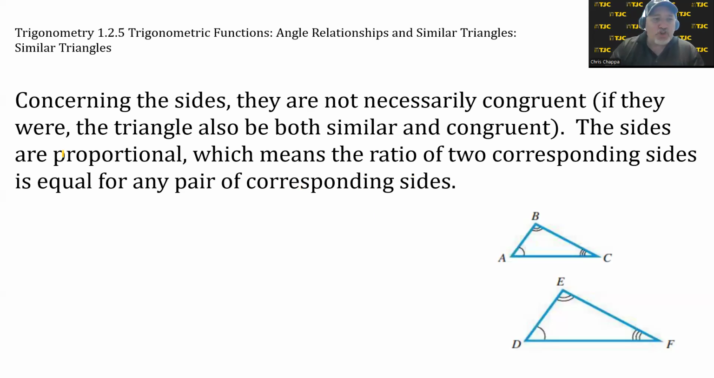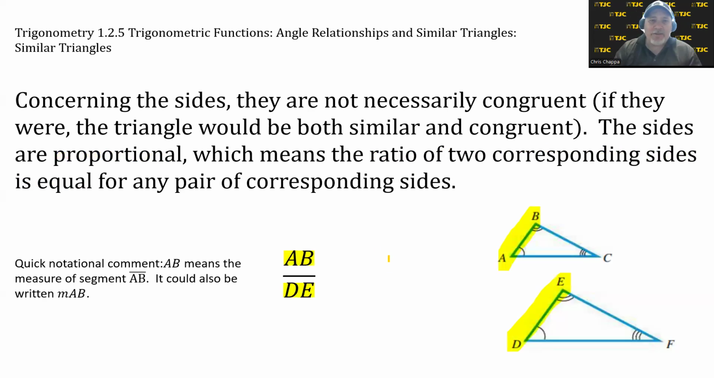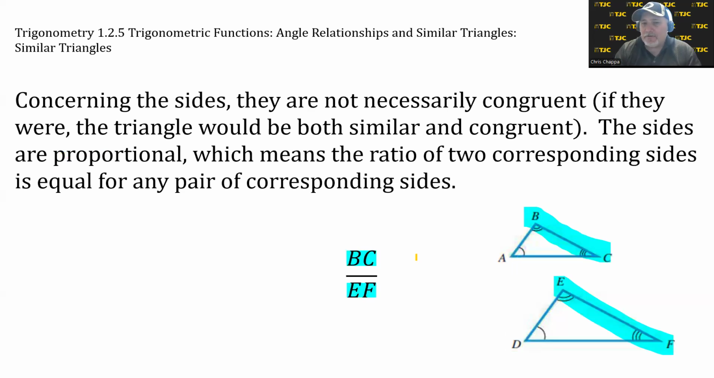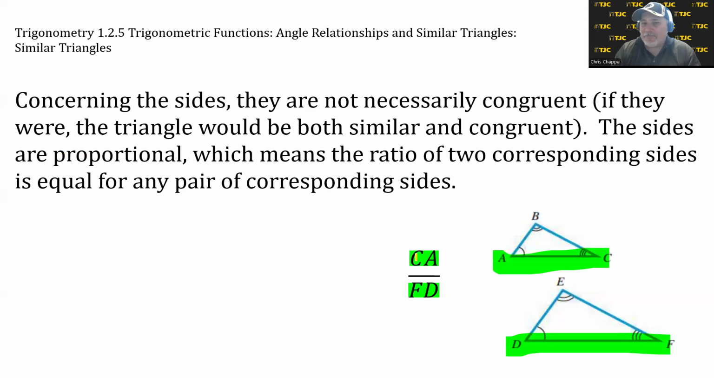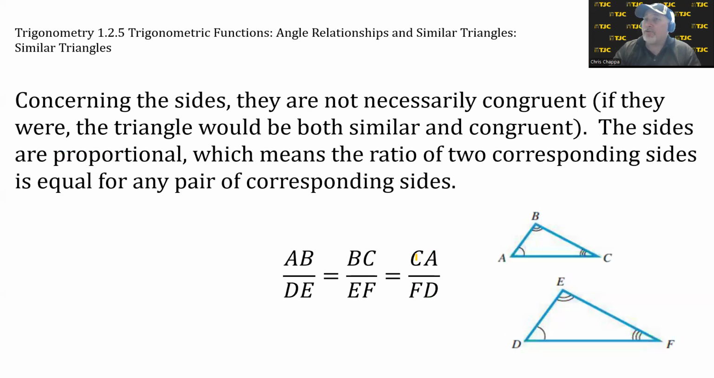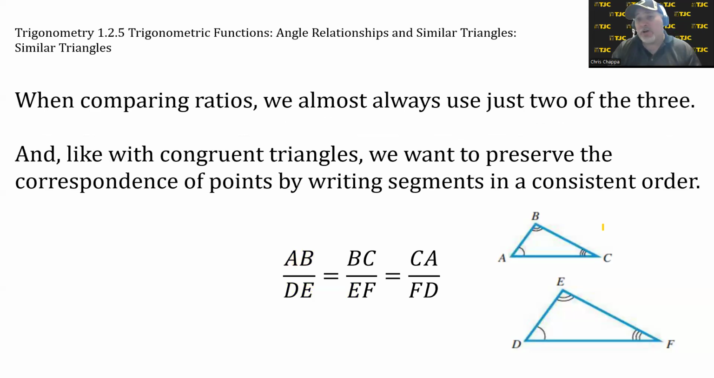The sides are proportional, which means that the ratio of two corresponding sides is equal for any pair of corresponding sides. For example, let's say I compared AB to DE. Little footnote there if you want to pause and read it. That's a ratio of corresponding sides, as is BC to EF or CA to DF. And in similar triangles, all three of those ratios would be equal to each other. Now, when we're comparing ratios, we almost always just use two of the three. And like with congruent triangles, we want to preserve the correspondence of points by writing segments in a consistent order.